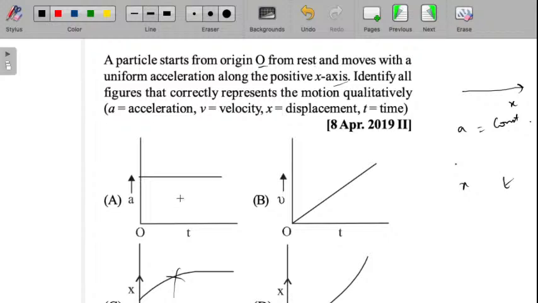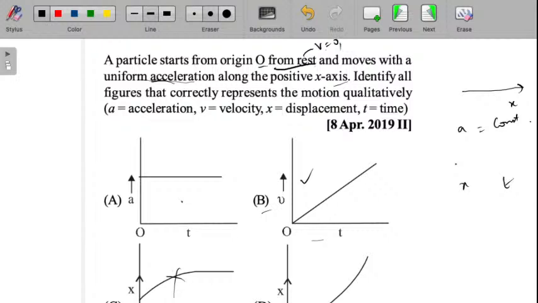So option A is anyways common for both. Let's verify B and D. Let's verify just B, v versus t. So it's a uniform acceleration starting from origin, which is starting from rest, which indicates v should be equal to 0. We know that it's a uniform acceleration case because that implies basically the v versus t has to be a straight line, and because it's starting from rest, we know it has to start from v equals 0. Therefore B is correct. Because B is correct, option D is your answer.